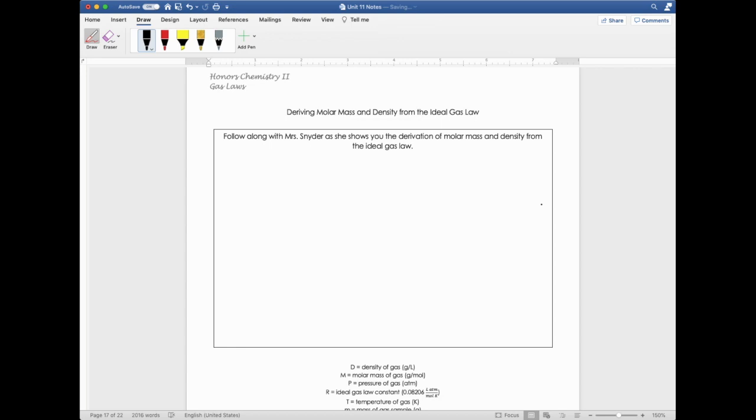So what I want to show you actually is how to introduce 2 new variables into the ideal gas law. We're going to introduce the molar mass, for which we're going to use a capital letter M, as we also see down here. And we're also going to convert to density, which we're going to symbolize with a capital letter D. And I'm going to show you how to derive these 2 from the ideal gas law.